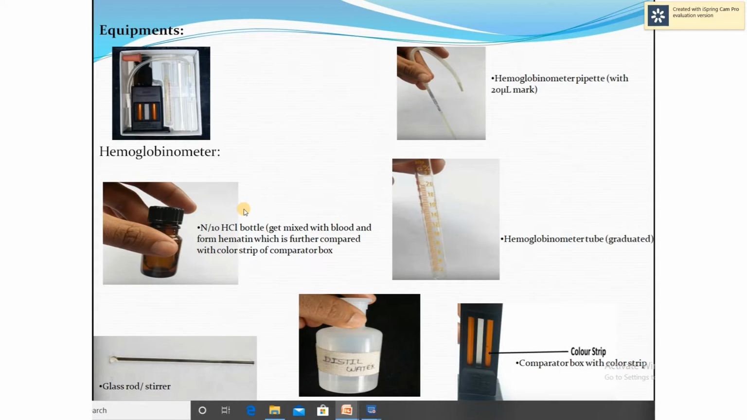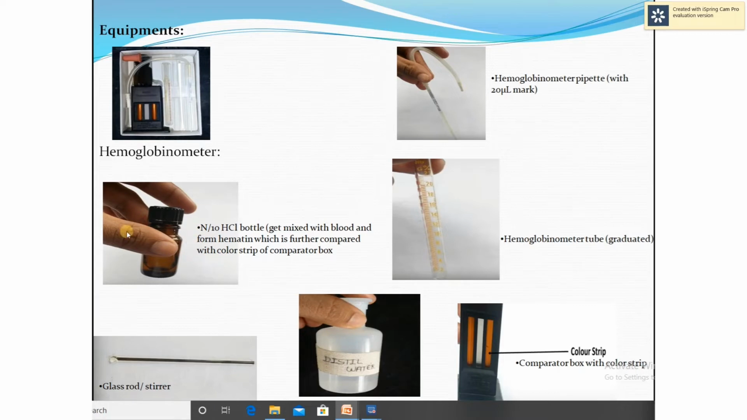Next, the equipment required is the hemoglobinometer. The hemoglobinometer, as I have told you, has different components. Let us discuss these components one by one. This is a hemoglobinometer pipette with 20 microliters. You will observe this part, which is the marking for 20 microliters. I'll tell you the importance of this marking later.